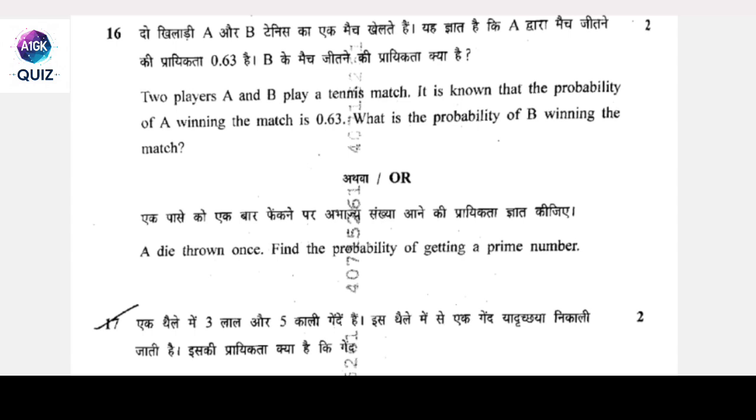Question number 16. Two players A and B play a tennis match. It is known that the probability of A winning the match is 0.63. What is the probability of B winning the match? If the probability of A winning the match is 0.63, it means if A wins, then B already loses. If A loses, then B already wins. Means probability of A plus probability of B is equal to 1. They are complementary events. So the probability of B is equal to 1 minus 0.63, that is, as answer we get 0.37. The probability of B winning the match.